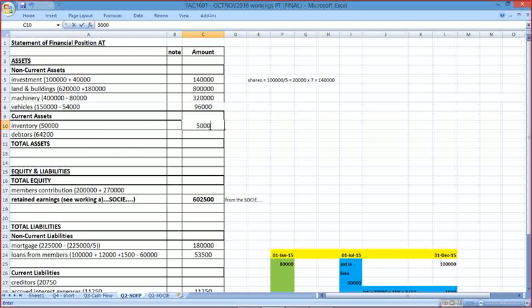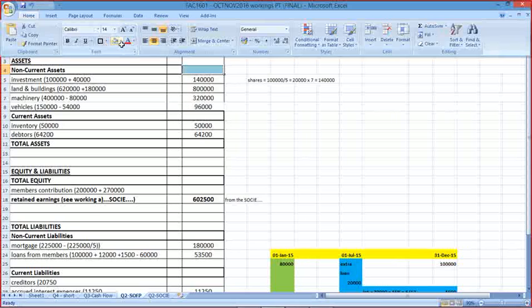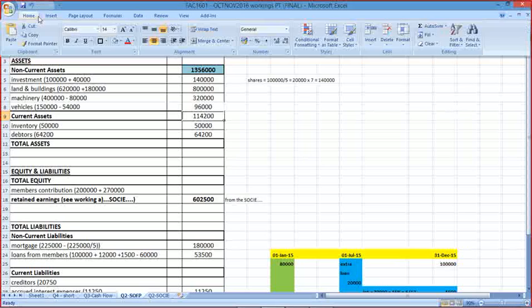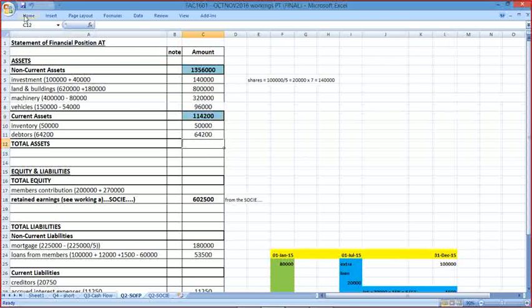All right. Inventory is 50. 64,200. That didn't change. Okay, so non-current, I need to add up. So sum up all of this. 420. Sum up the current. And then my total will be my non-current plus current. Okay, so I get that figure. Right, there's my total assets. Happy with the top bits? Total assets 1,470,200.